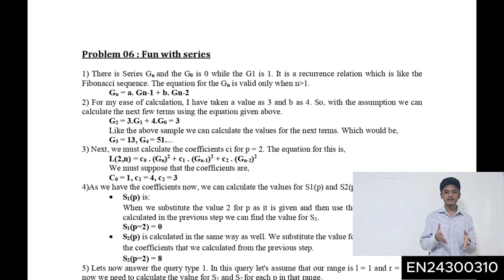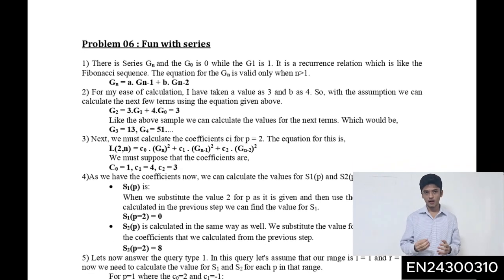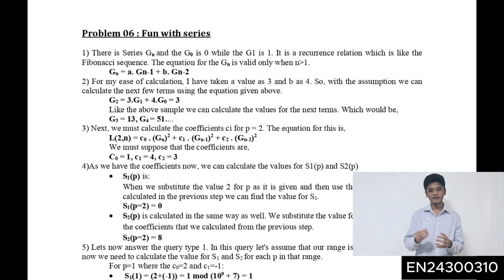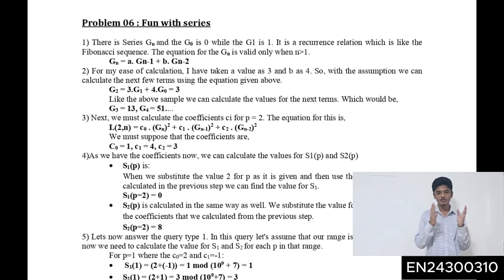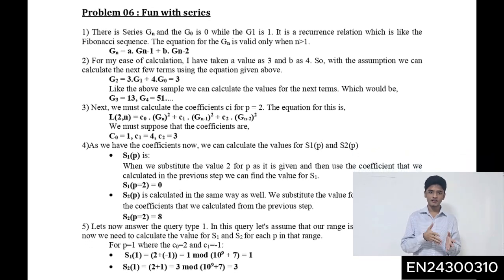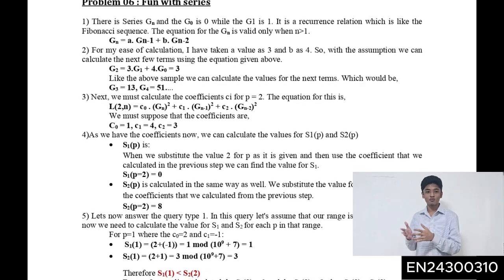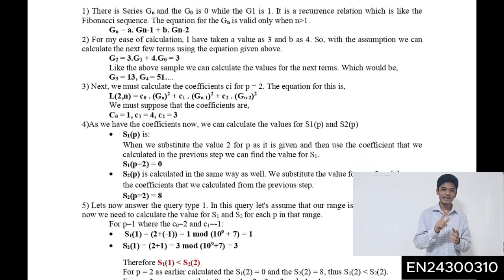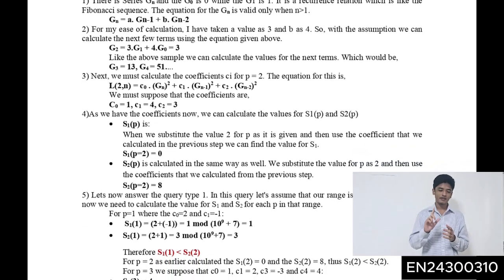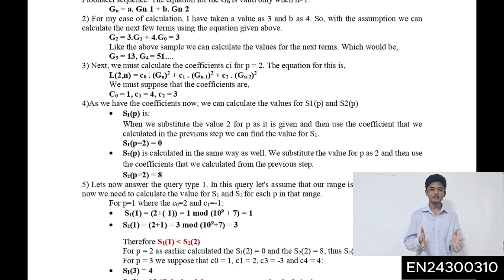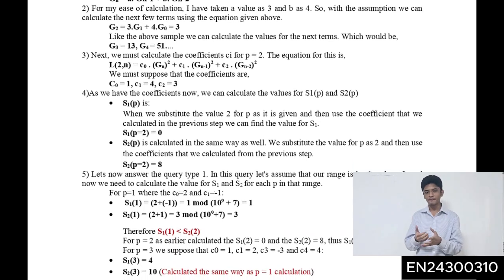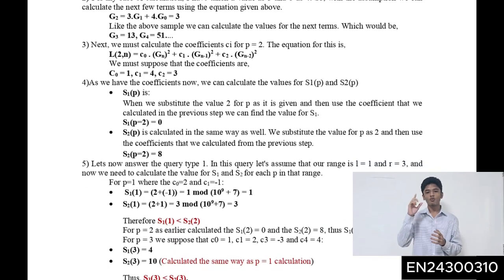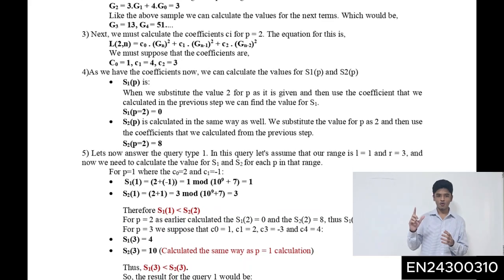We are working with the sequence Gn where G0 is 0 and G1 is 1. It follows the recurrence relation Gn with the equation that is given in the question, and n is greater than 1 for this equation. We take A as 3 and B as 4 for our ease of calculation. Using this, we generate the sequence for Gn. The first term would be 0, then the second would be 1, and so on.